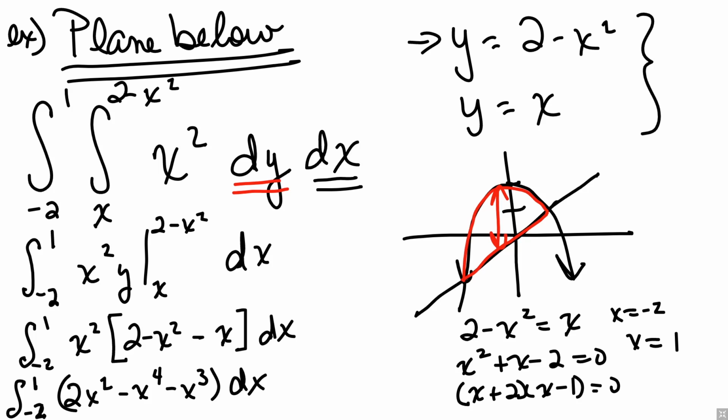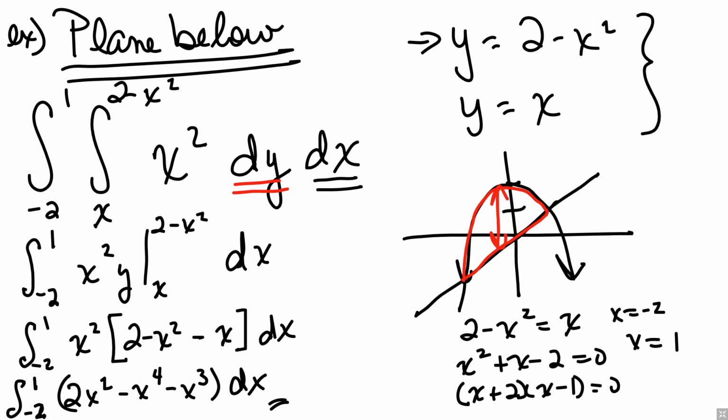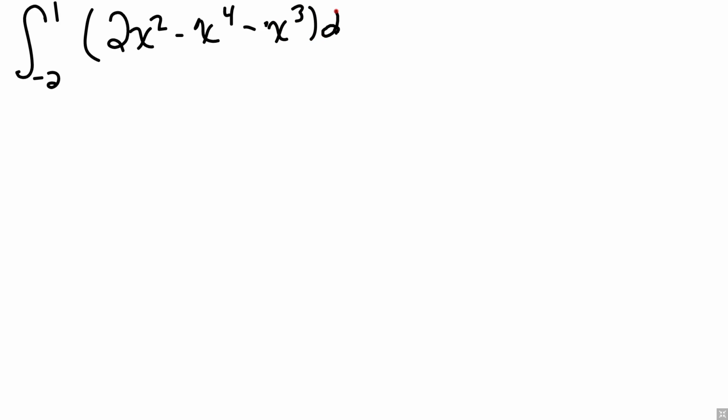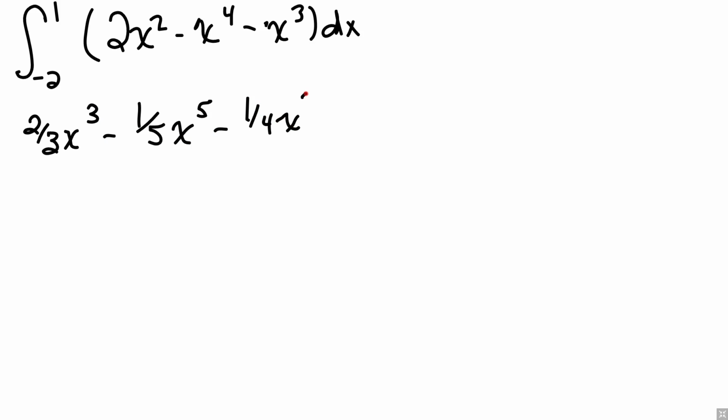Okay, so again, I'm going to write this last line on the next page. So I'm going to have the integral from negative 2 to 1 of 2x squared minus x to the fourth minus x cubed dx. If I take the antiderivative of this, I'm going to end up with 2/3 x cubed minus 1/5 x to the fifth minus 1/4 x to the fourth, evaluated from -2 to 1.